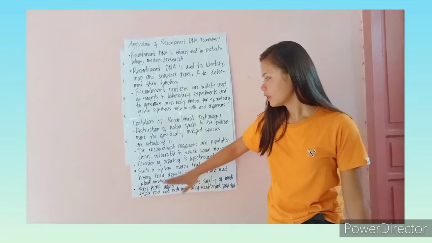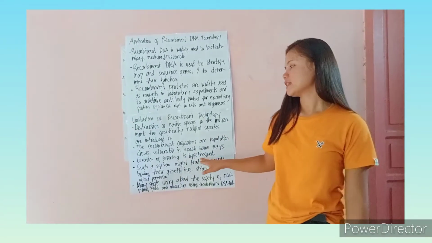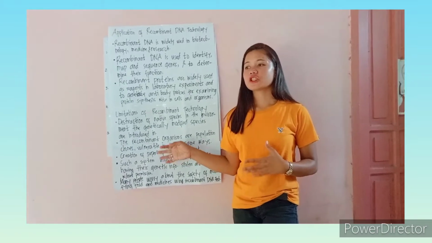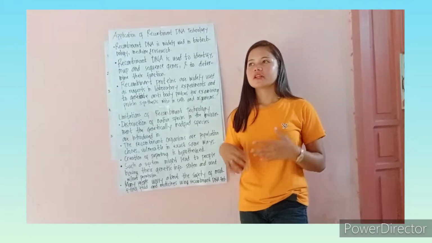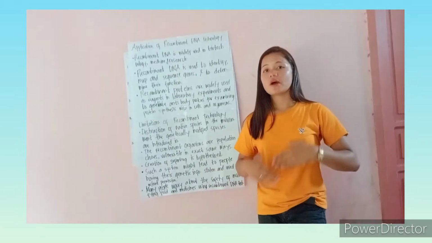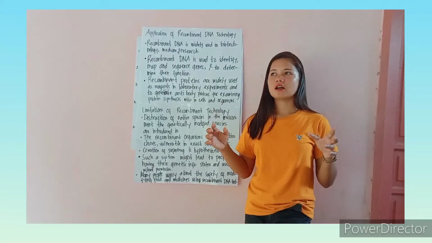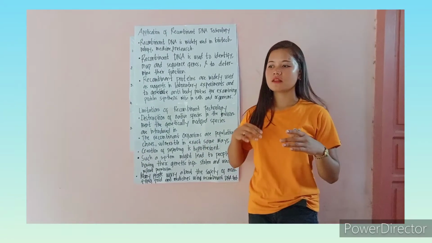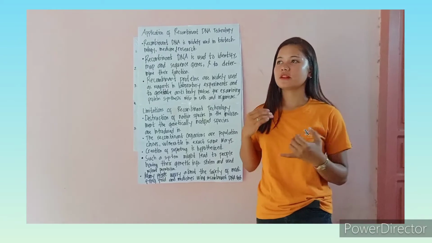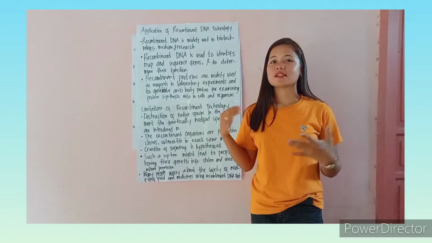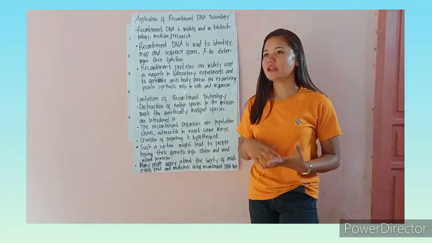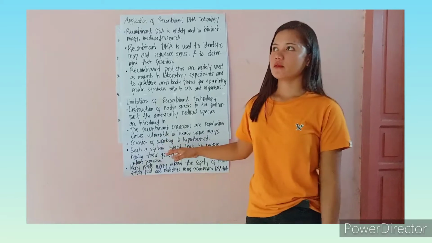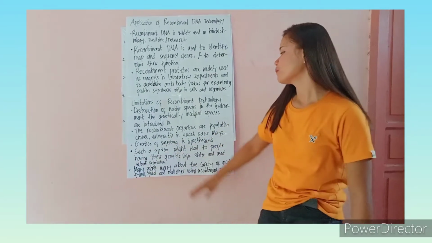And another is that the creation of superbugs is hypothesized. So the limitation of recombinant DNA technology is that when the scientists or the researchers have an experiment, it must be limited, or hypothesized, meaning it will be predicted, so that they will know the possibility of what will happen in that experiment if it arises, whether it is a good result or a bad result.